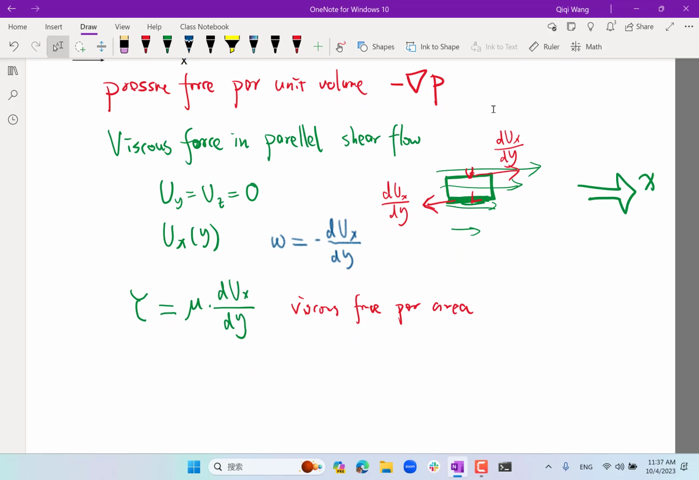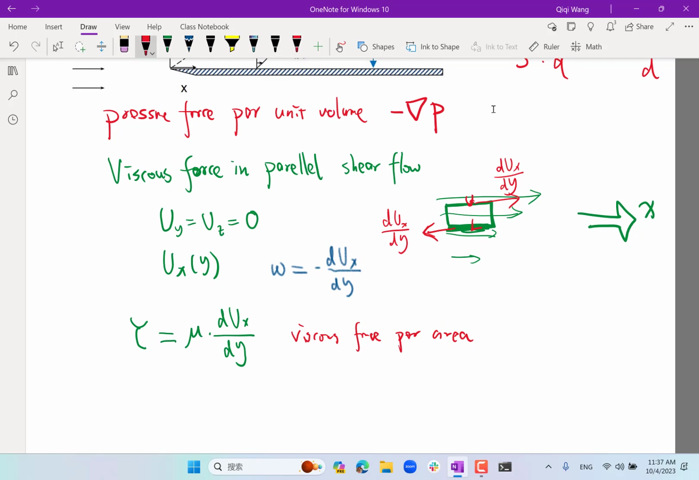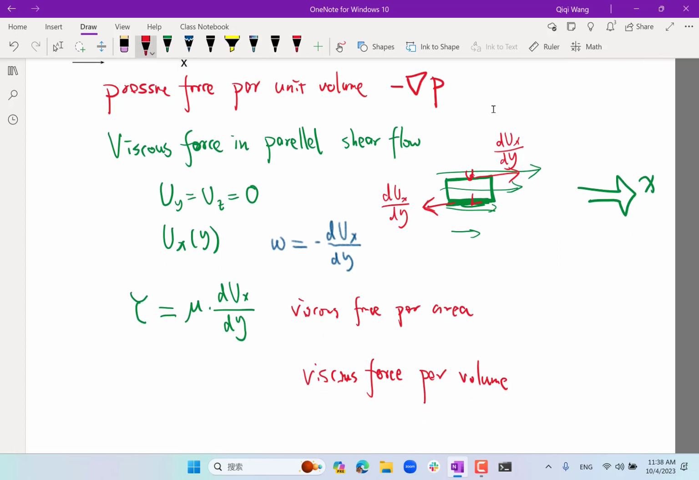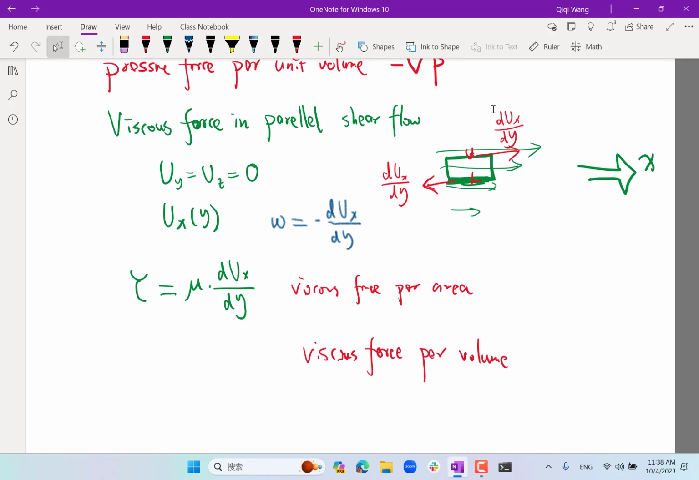So now think about what is the viscous force per unit volume, so that we can make it compatible with the pressure force. The viscous force per volume is going to be the difference between the viscous force on the up and down of this control volume, right? So that would be a delta tau, so delta tau times the surface divided by the volume.